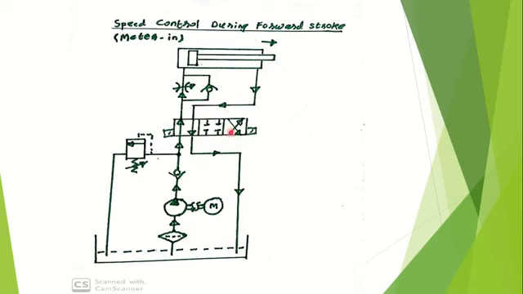When it is connected to the other position, that is position number 2, then the pressurized fluid enters into this portion and the piston moves in the reverse direction. So during the reverse direction there is no speed control, and this is the working of the speed control during forward stroke.